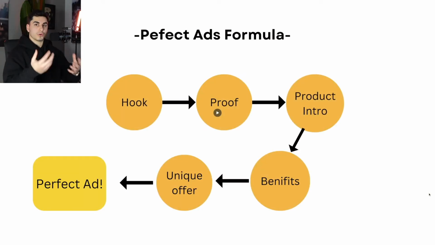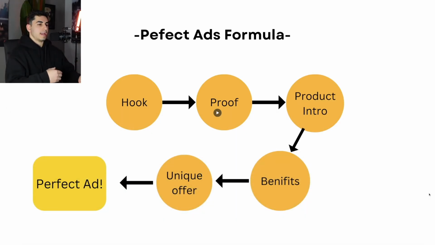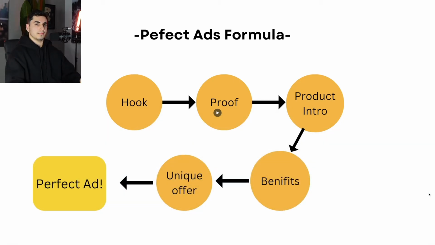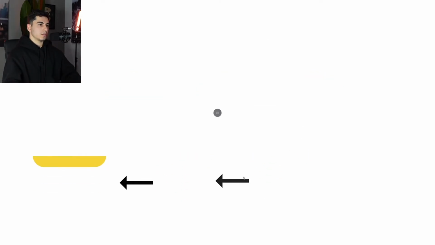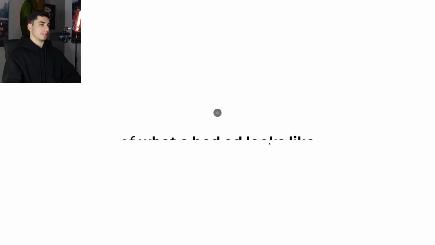Then you can show the proof, or how the product works, or, very important, actually visualize the person using the product and show the benefits rather than the features. Features can be something like cotton hoodie, or you can say comfy hoodie. Totally different words, and the second one sells a lot more than the first. And then lastly, show why they should buy from you, some sort of offer, and that would be a perfect ad. So we're going to show you some examples of a bad ad over here.